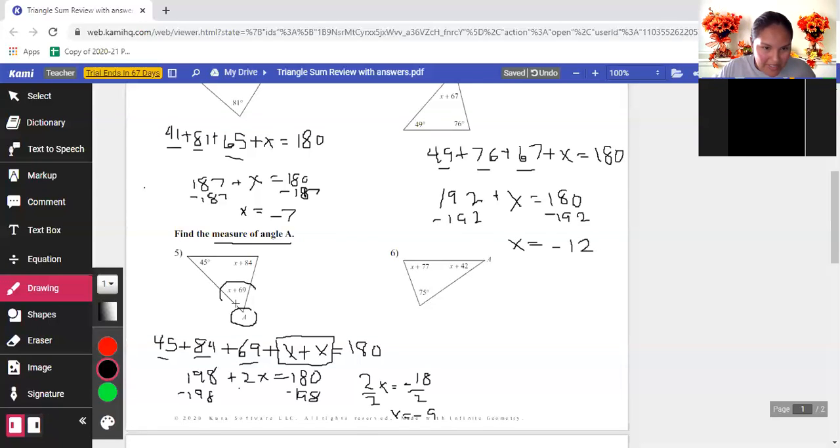So my angle for A is x plus 69. So go ahead and plug in your x, your -9. Add that to 69. And what do I get? 60. So angle A, this is how you write it, equals 60 degrees. Good.